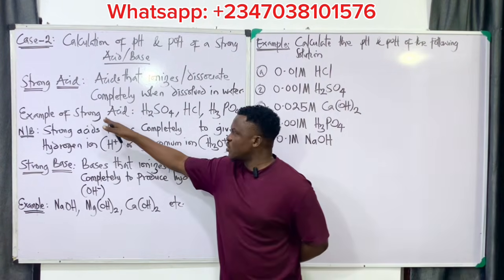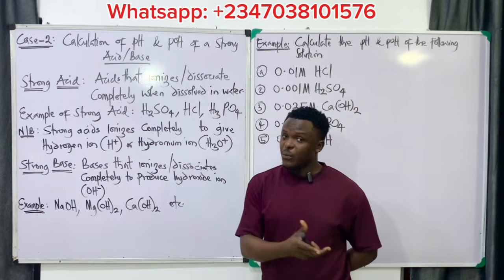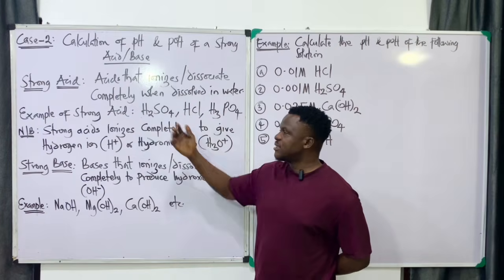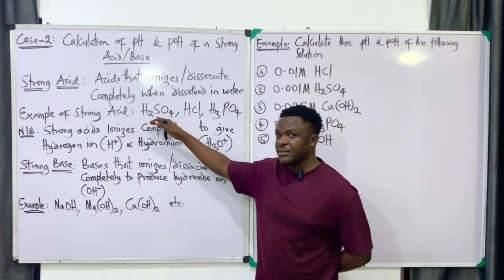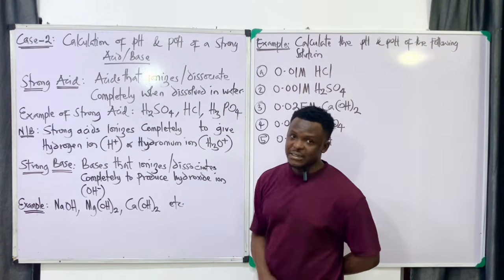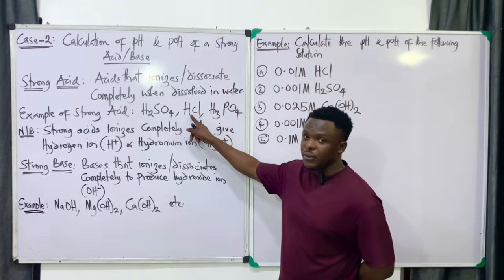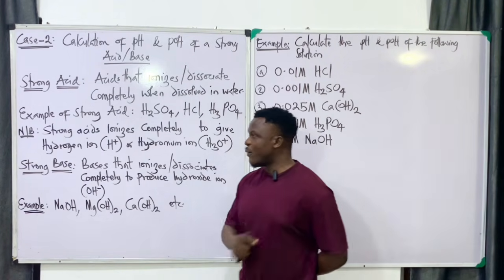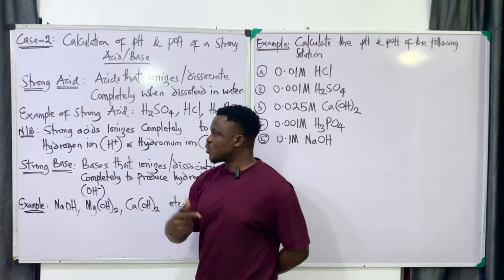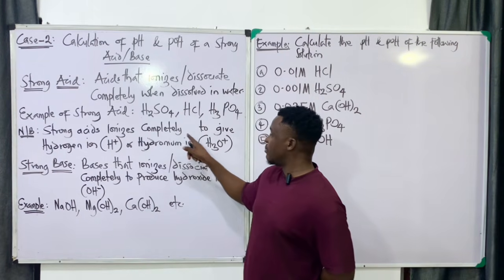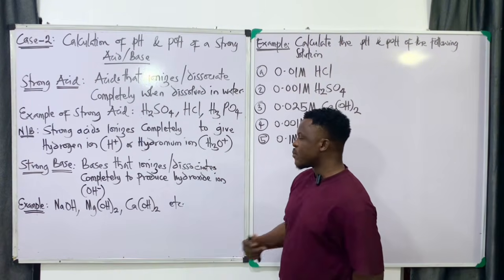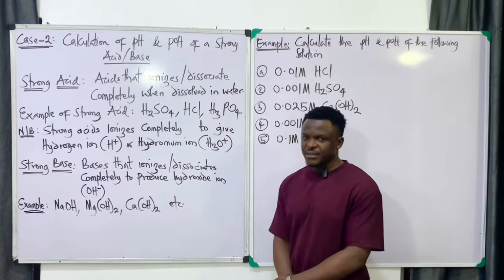Examples of strong acids, we have the common ones that we know: H2SO4, HCl, H3PO4. H2SO4 is also known as sulfuric acid, HCl is known as hydrochloric acid, and H3PO4 is known as phosphoric acid. Take note of that. And I went ahead to say, note, strong acids ionize completely to give H plus or H3O plus. Take note of that. Now, let's talk about strong base.